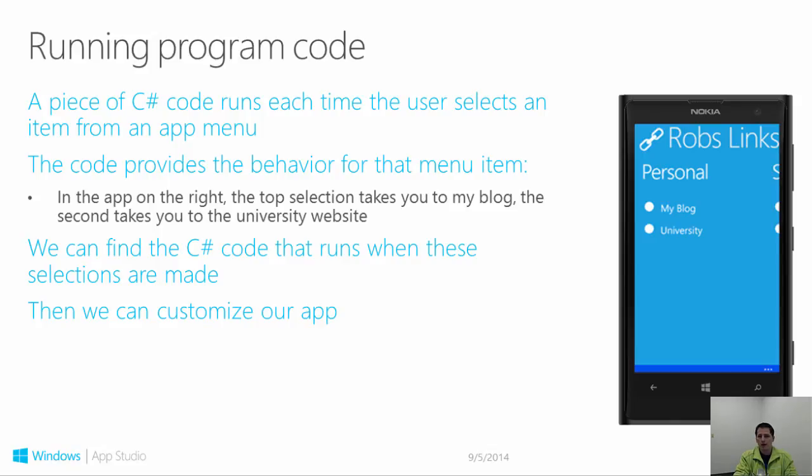The behavior for this example is to navigate to a browser to either the My Blog webpage or the University webpage. The code that runs with each UI element is easy to find if you understand how the project is organized. We will explain this shortly. Once you locate the code that handles the behavior of the UI item, you can alter the existing code or add new code to change the functionality of your app. We'll touch briefly on coding in Visual Studio and then try to make a minor change in the app's behavior.